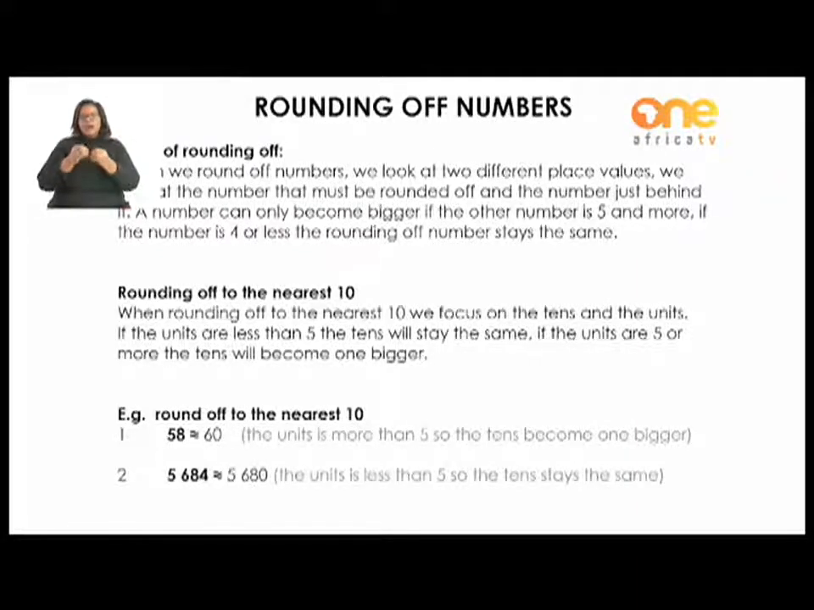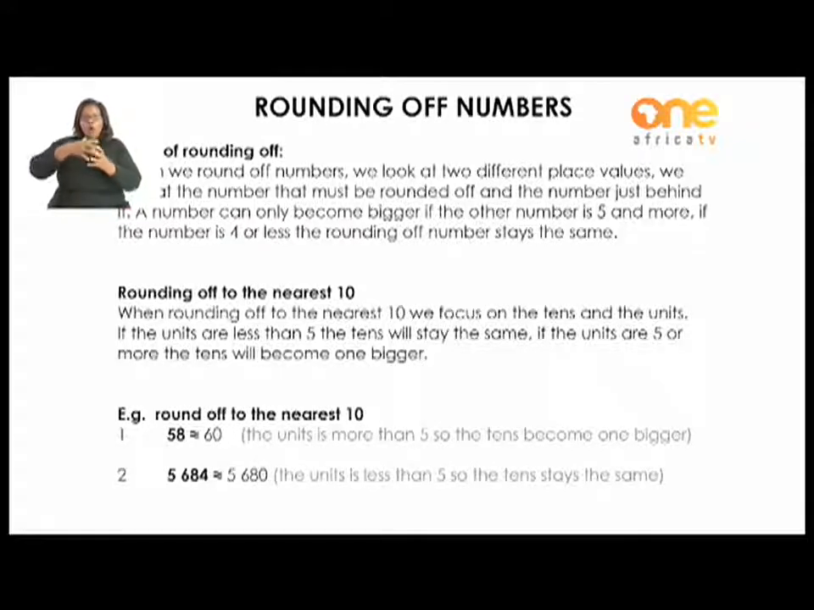When rounding off to the nearest 10, we focus on the tens and the units. Why do we focus on the tens? Because the 10 is the one that will change. If the units are less than 5, the tens will stay the same. If the units are 5 or more, then the tens will become 1 bigger.